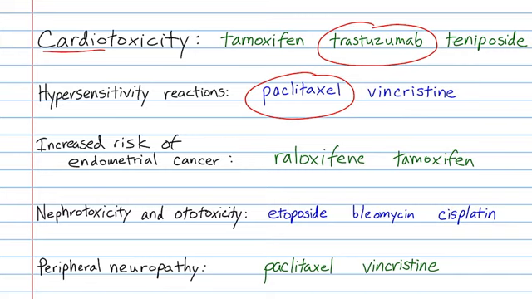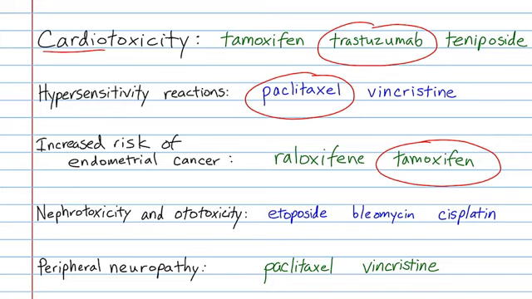The next one is increased risk of endometrial cancer. We said that was a problem with tamoxifen because tamoxifen is an estrogen receptor antagonist in breast tissue, but it's a partial agonist in the endometrium. And remember, raloxifene isn't. The next one is nephrotoxicity and ototoxicity.